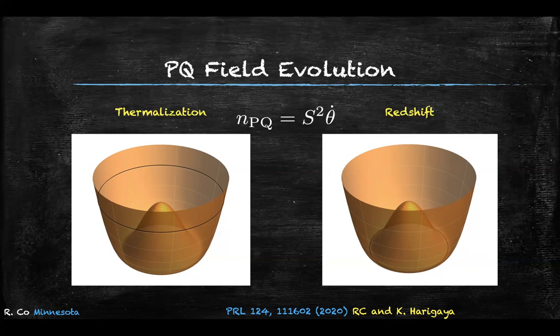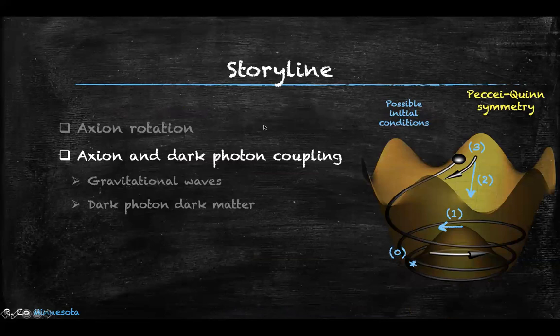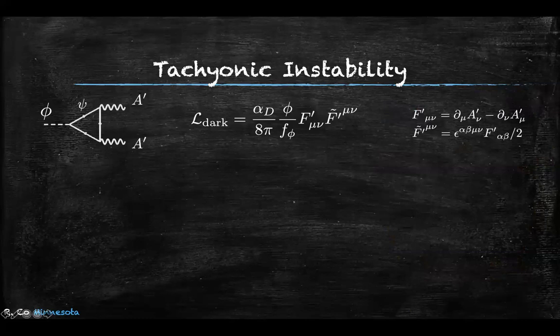All right, so now I'm going to talk about the implication for this kind of rotation, especially if we think about the coupling between the axion and the dark photon. So first, we have this coupling between the axion and the dark photon written here. And this alpha_D is the fine structure constant for the dark gauge boson.